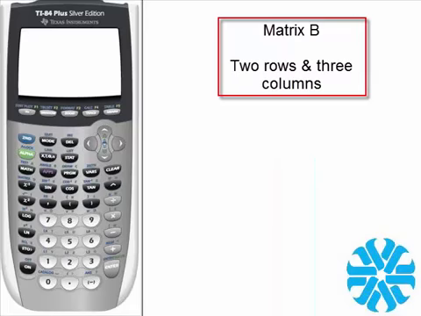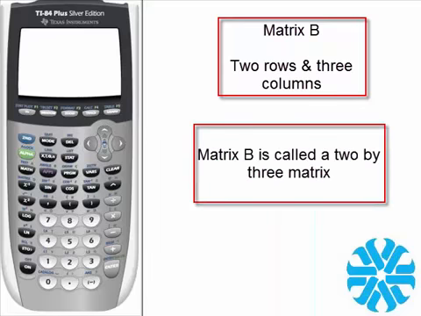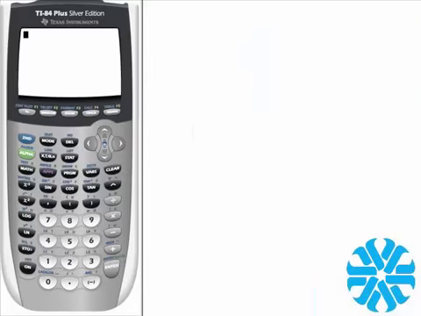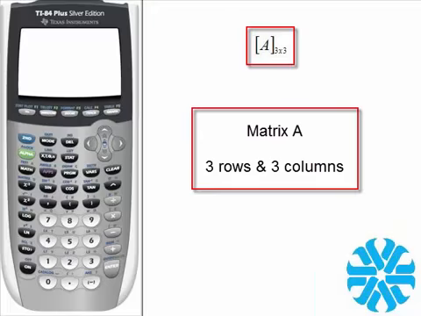If matrix B has 2 rows and 3 columns, then it is called a 2 by 3 matrix, with the notation capital B in brackets and subscript 2 by 3. If matrix A is represented by capital A in brackets, subscript 3 by 3, then matrix A would have 3 rows and 3 columns.